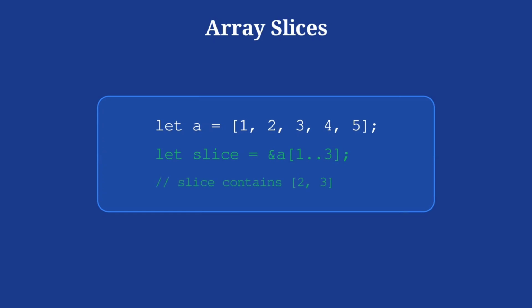This same concept works for other collections, like arrays. Let's say we have an array a, containing 5 numbers. If we write let slice equals &a[1..3], we are creating a slice that references the part of the array starting at index 1 up to, but not including, index 3. The resulting slice will contain the elements 2, 3. The type of this slice is &[i32], which is read as a slice of i32s.